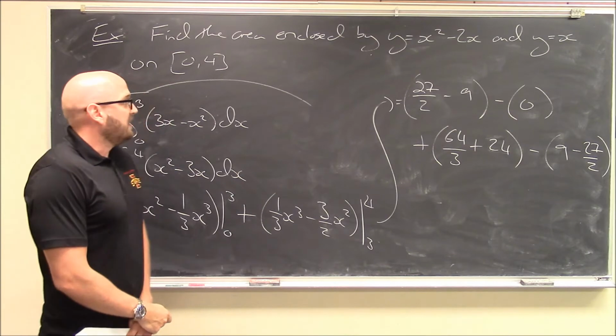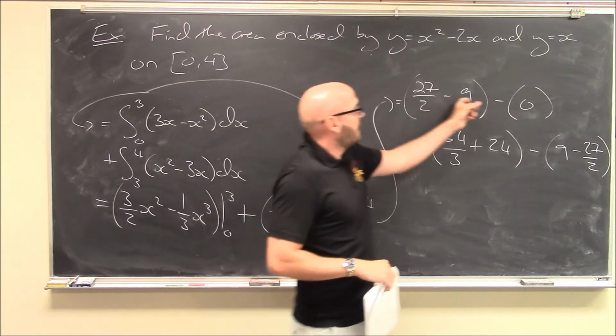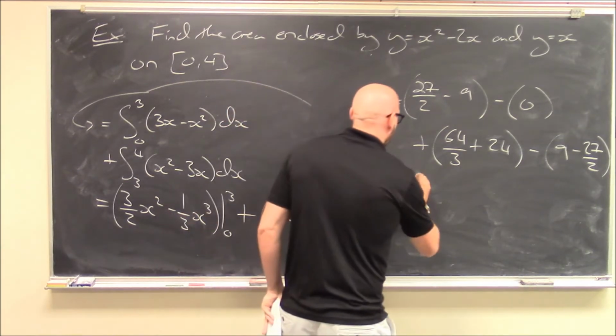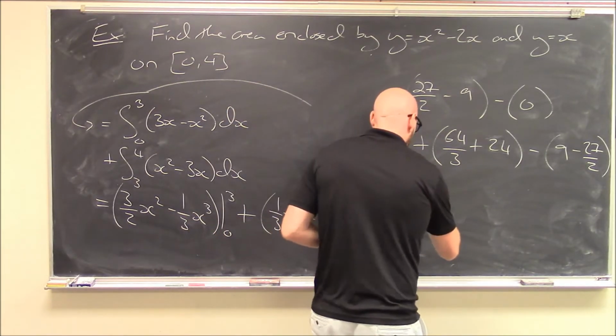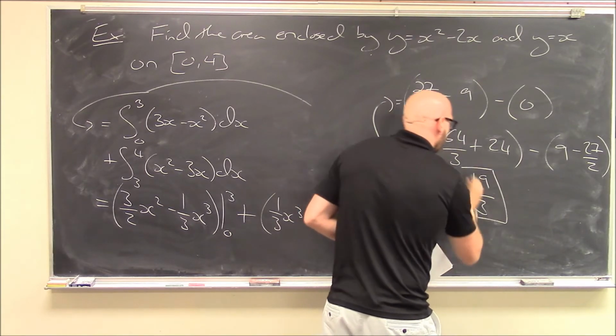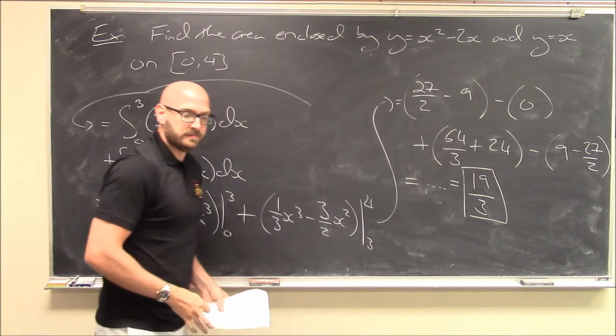Lots of fractions here. These don't cancel. This is minus 9, so that's minus 18. But I've done the work. This eventually simplifies to, if you want to check, 19/3.